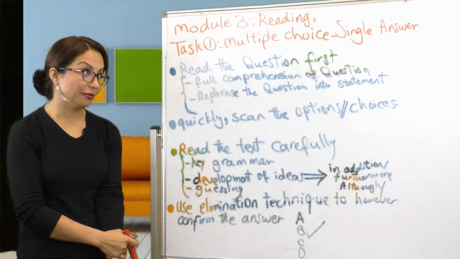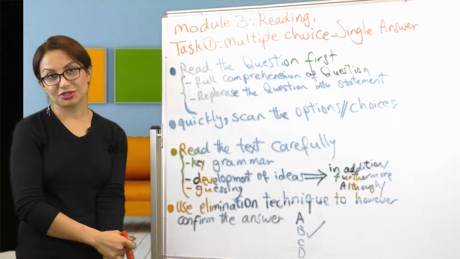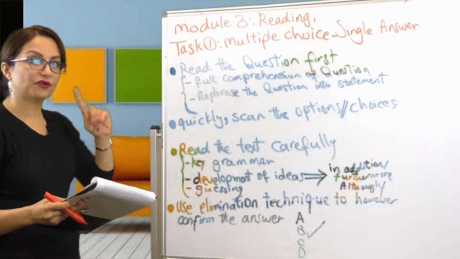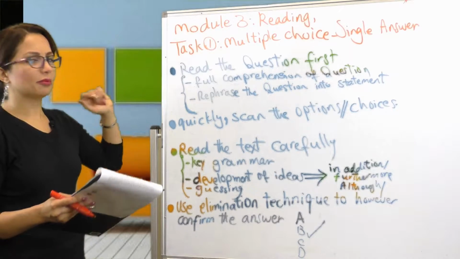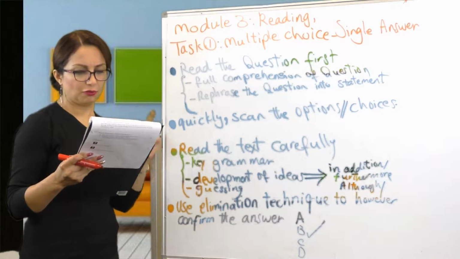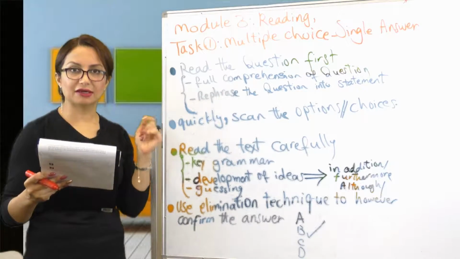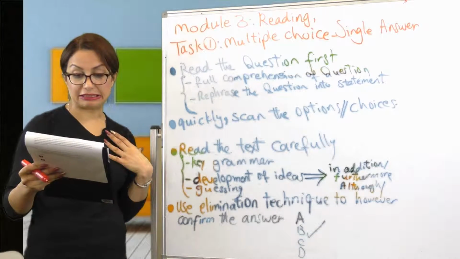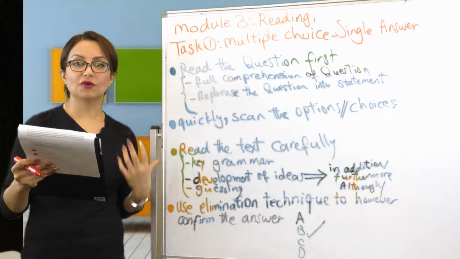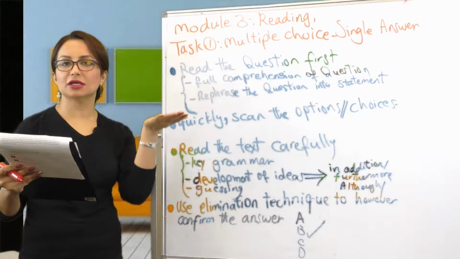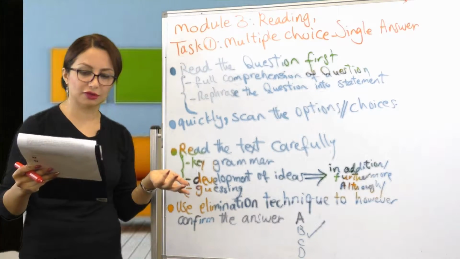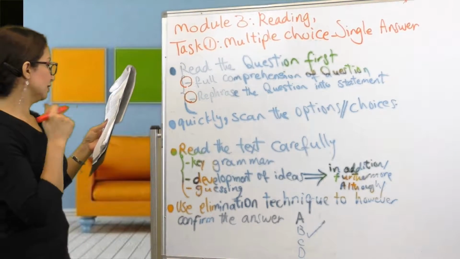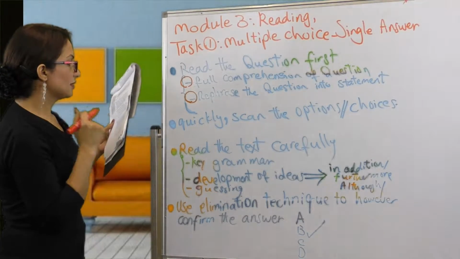Now that you've had time to read the question and look at the options or the choices, let's go through the techniques and see how it works. First, read the question. You've all done that. Full comprehension of the question. Question: What is the writer's main purpose in this paragraph? Full comprehension of the question means you must make sure that the question is all clear. In fact, the question wants us to focus on the writer's general idea or main focus or central focus. Rephrase the question into a statement. Again, what is the writer's main purpose in this paragraph?